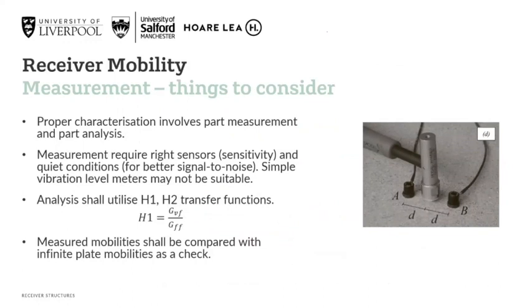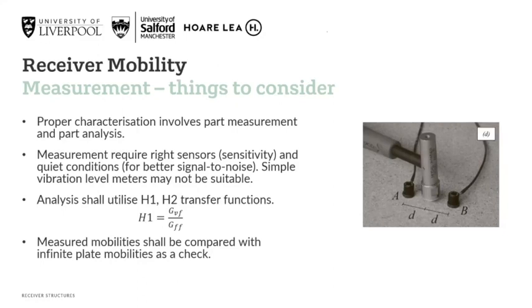Firstly, you need to consider that proper characterization will involve part measurement and part analysis. So the analysis itself is as important as your measurement. For measurement, you'll require the right setup, the right sensors, quiet conditions, and you might require multi-channel analyzers. Simplistic class 1, class 2 vibration level meters may not have the right capability to use that.